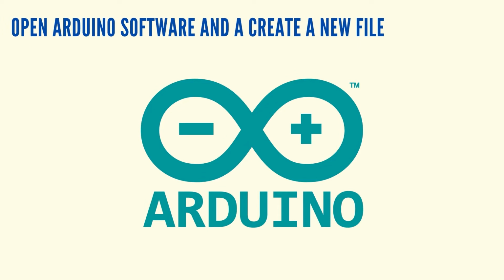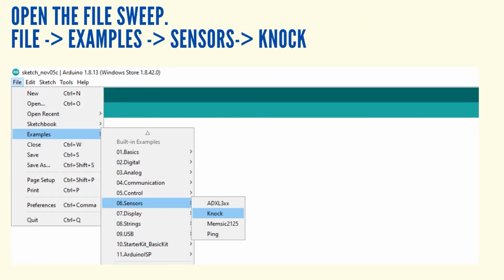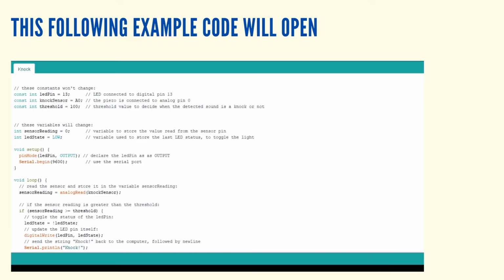Open the Arduino software and create a new file. Assign variables for the light sensor and LED according to the Arduino pins they are connected to. Open the NOC code by clicking on the file on the menu at the top. Then select examples, then select sensors, and finally NOC. This will open an example code from Arduino.